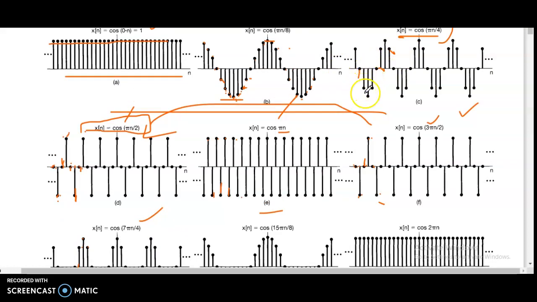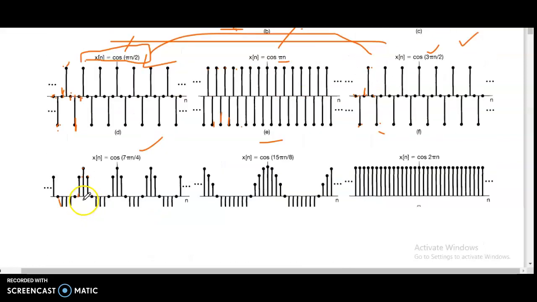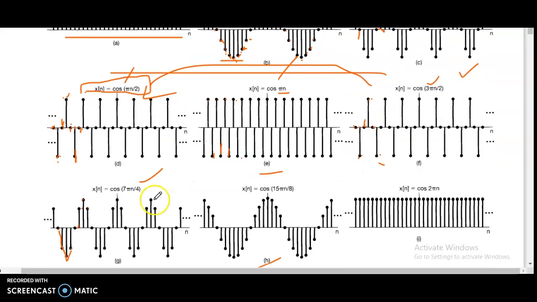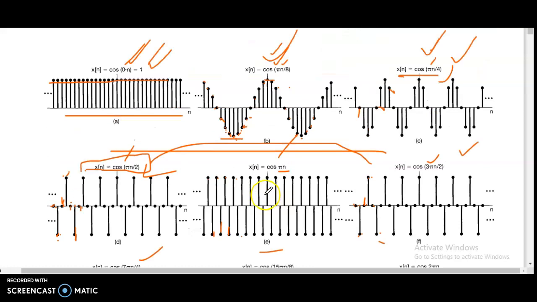Any 1, 2, 3, 4, then 0. Then 0. Here also 0. So almost the same. So x of n equal to cos of pi n divided by 4 equals x of n equal to cos of 7 pi n divided by 4, almost the same. Here x of n equal to cos of 15 pi n divided by 8. Where is the other 8? Here x of n equal to cos of pi n divided by 8.